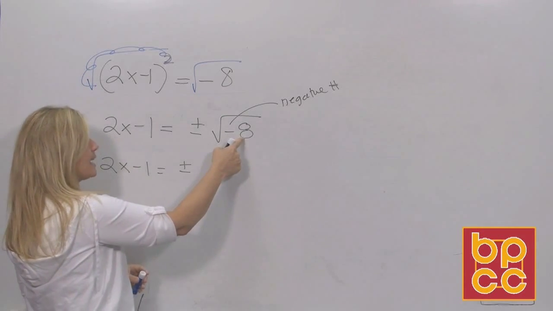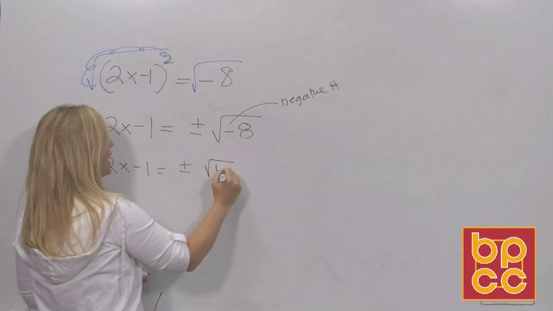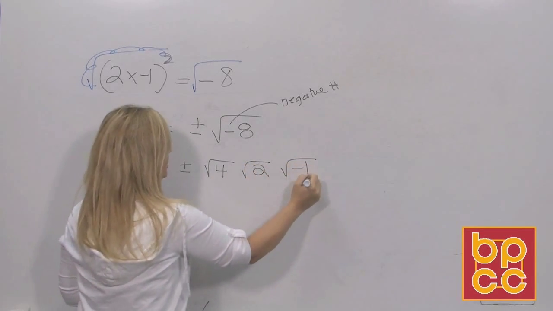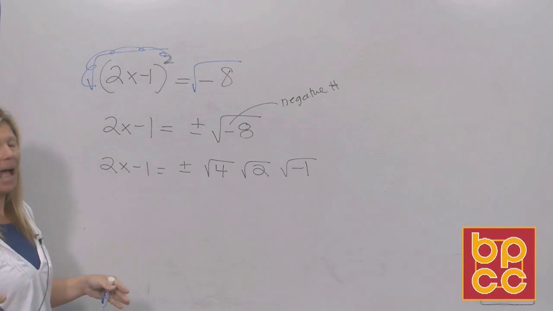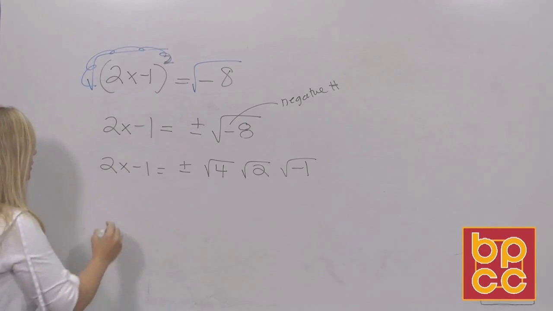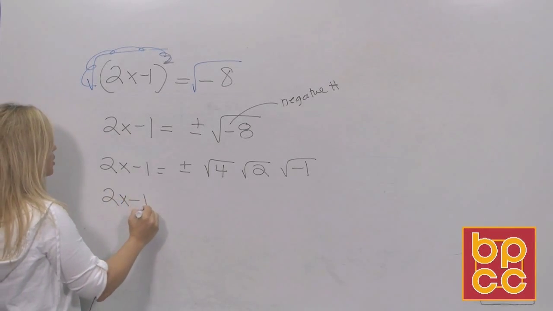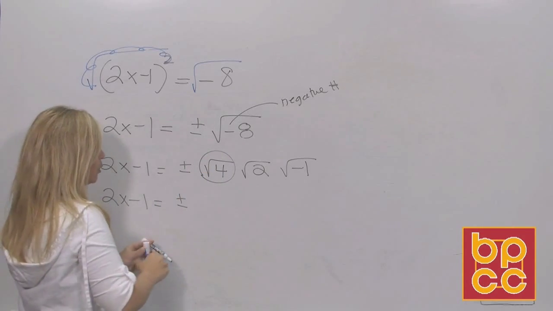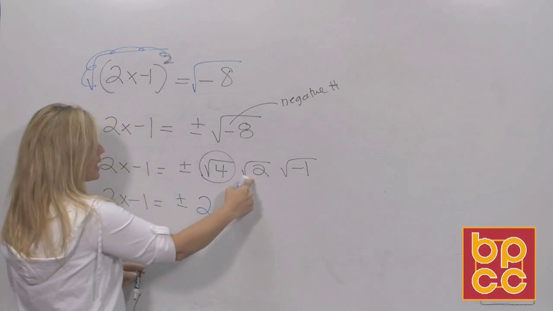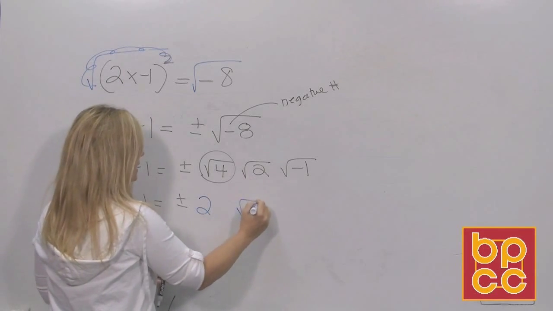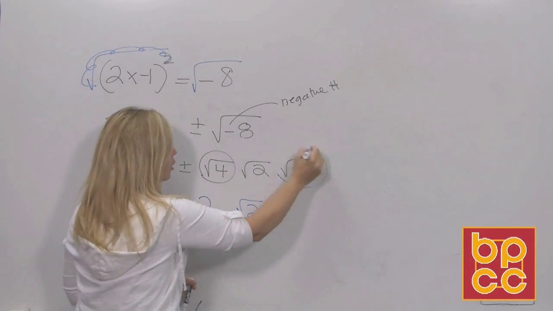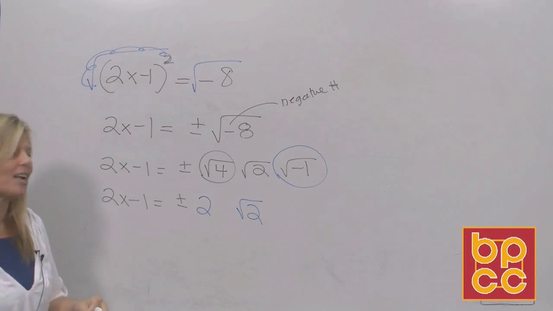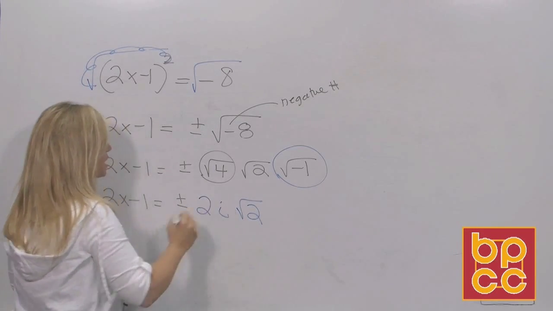If we break this down, what perfect square is in 8? It's 4. So this would be 4 times 2 times negative 1. That's how you get the negative 8. So we have 2x minus 1 equals plus or minus. What's the square root of 4? Well, that's 2. Can we break down the square root of 2? Nope, it stays inside the symbol. But we learned the square root of negative 1 is imaginary. And what do we use to show imaginary? That's right, we use the i.